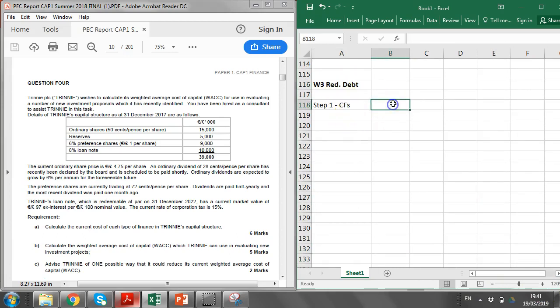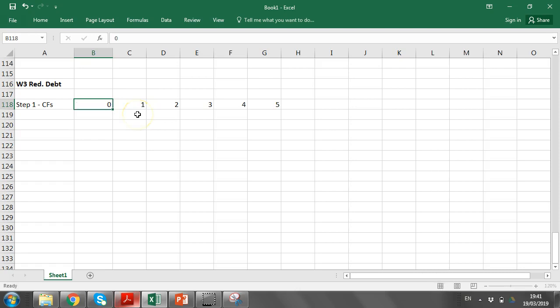So your cash flows here, you have year 1, year 2, year 3, year 4 and year 5. That's going from 18 up to 22. So we're at the end of 2017 currently. Now the cash flows are, of course, we have to add a year 0 as well. So let's make this a bit bigger. So you have a year 0 and up to year 5.